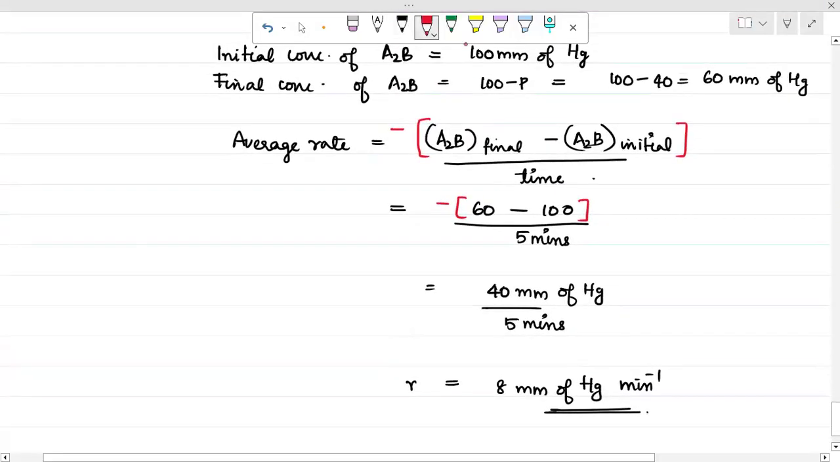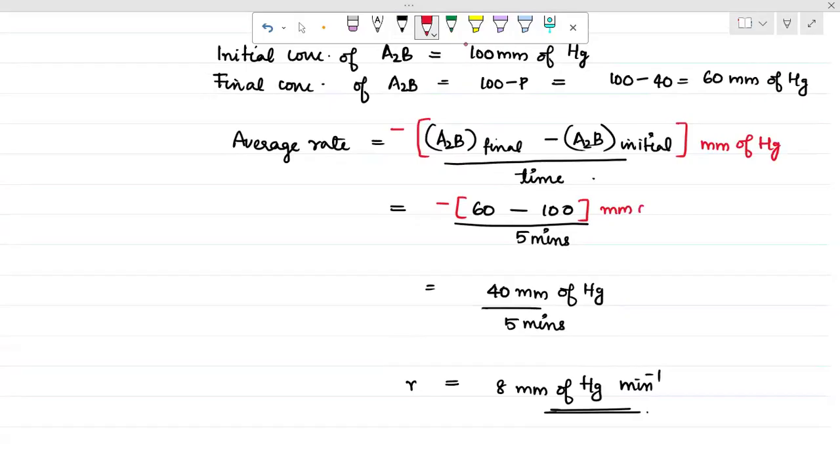Okay, so the concentration changes are expressed in units of pressure. That's all. Instead of molarity, it's in terms of pressure.